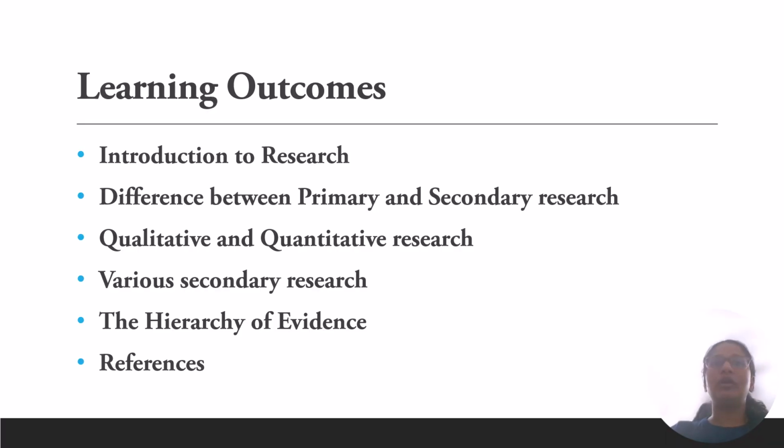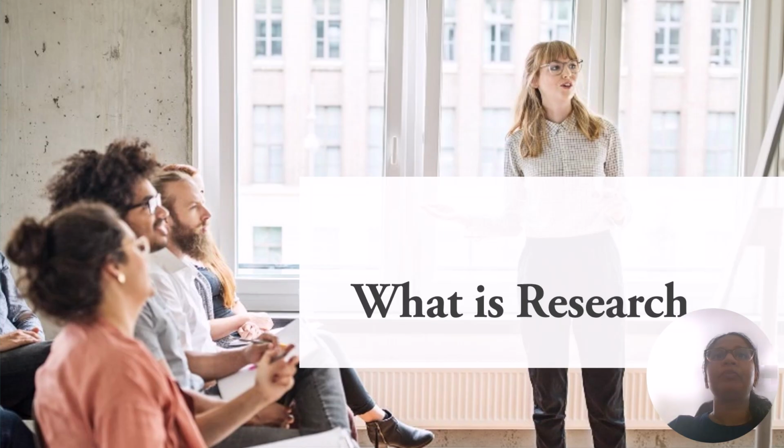So today, what are we going to learn? First, we are going to understand what is research, what are the different types of research, what is primary and what is secondary research, what is qualitative and quantitative research, what are the various secondary researches, and what is the hierarchy of evidence. Following this, you will find the references where you can go and read about it.